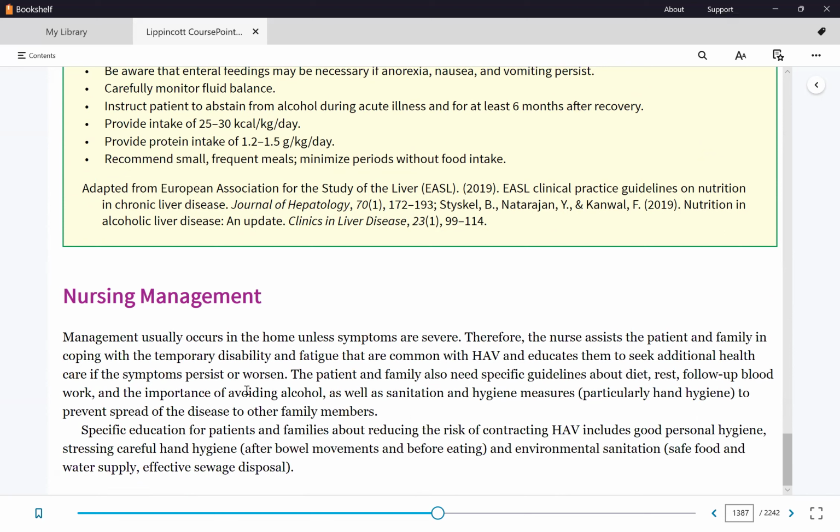Any question on hepatitis A? You should know already to avoid alcohol. As with any liver condition, alcohol is only metabolized by the liver along with any other drug.